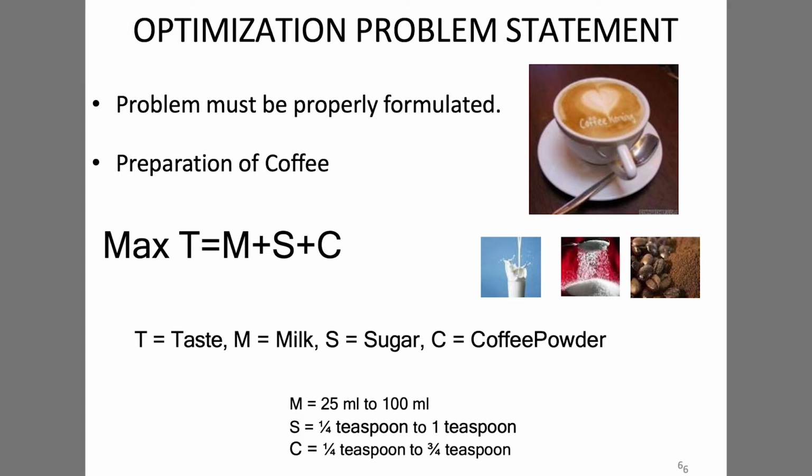So within this allowed range for each variable, you need to choose the right proportion for M, the right proportion for S and the right proportion for C. If these three variables are mixed together, then you will get a tastier coffee, that is, the variable taste T is at its maximum. In such a way you have to frame an optimization problem statement.